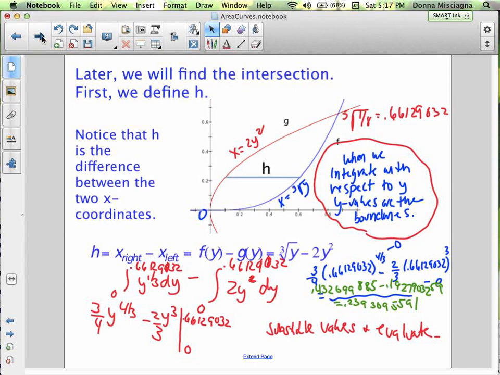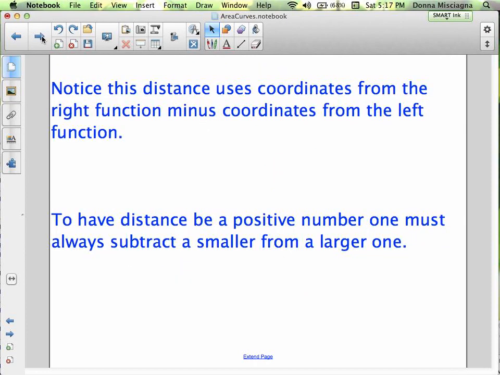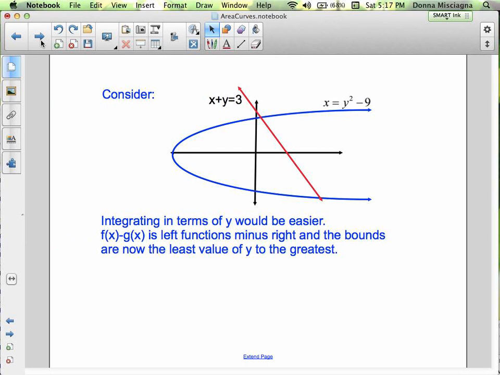So these couple, the integration was so simple I didn't really bother to erase it. Notice this distance uses coordinates from the right function minus coordinates from the left function. So it always has to be right minus left. Otherwise, you're going to end up with a negative area, and it's not going to be a negative. All right, so here we go.